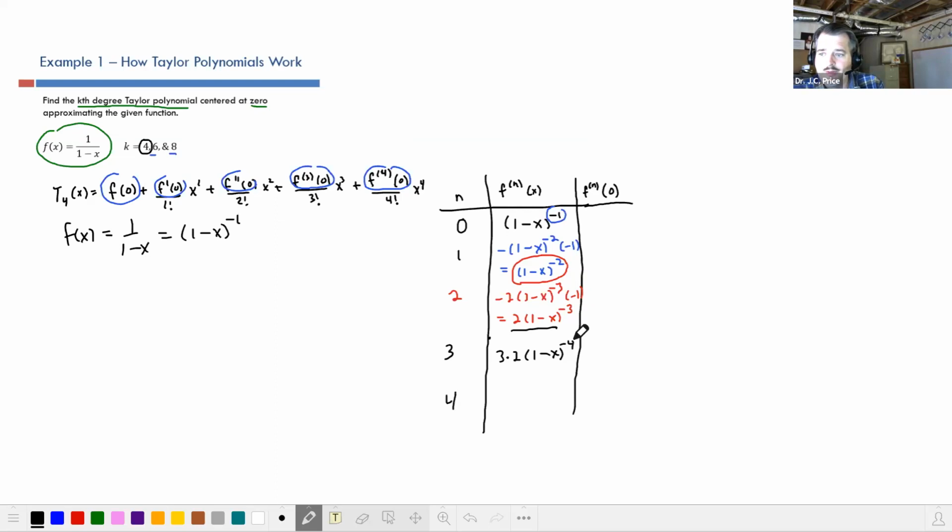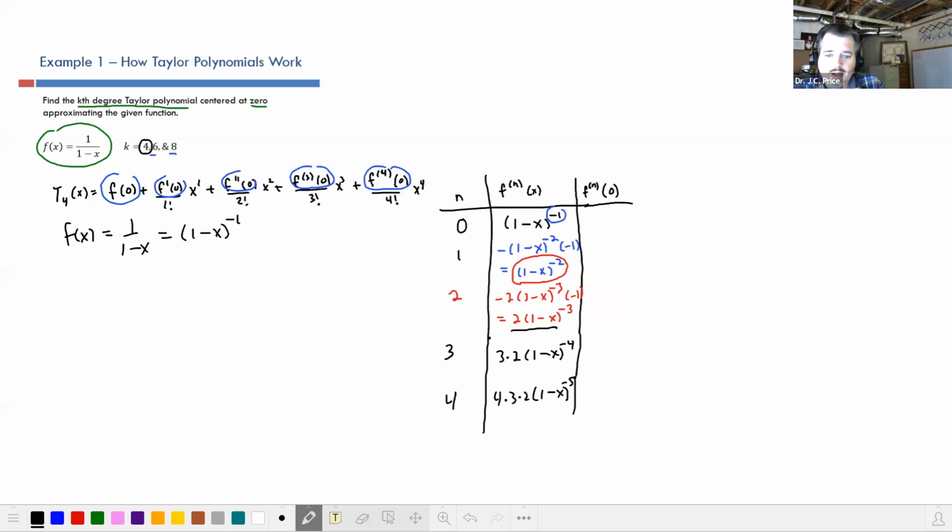And then for the fourth derivative, negative 4 is going to come down. So I'm going to get 4 times 3 times 2. Now it is negative, but again, when I take the derivative of the inside, that negative is going to drop off. So 1 minus x to the negative 5, and the derivative of the inside is negative, so that negative is going to drop off. And that's all I needed.